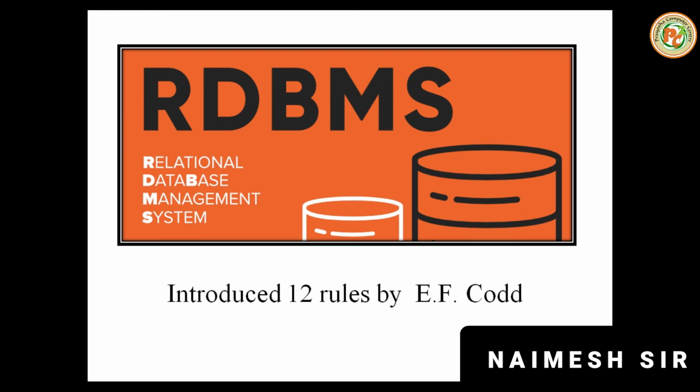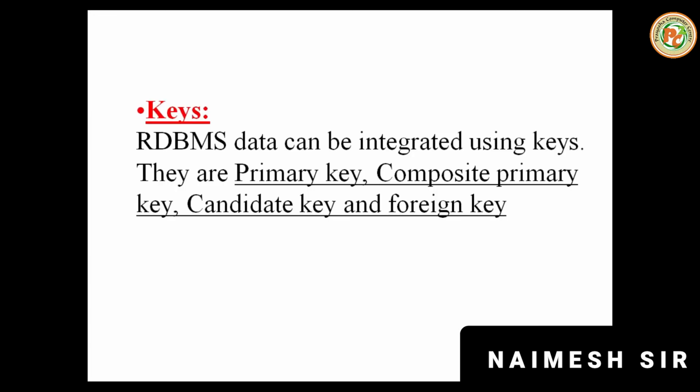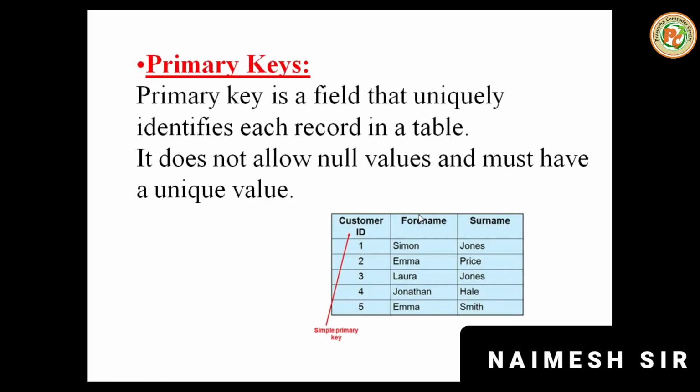So if you want to create an RDBMS, you must satisfy all 12 rules of Dr. E.F. Codd. It is called a relational database management system, and in that some keys are there. So how many keys are there? Primary key, composite key, candidate key, and foreign key.